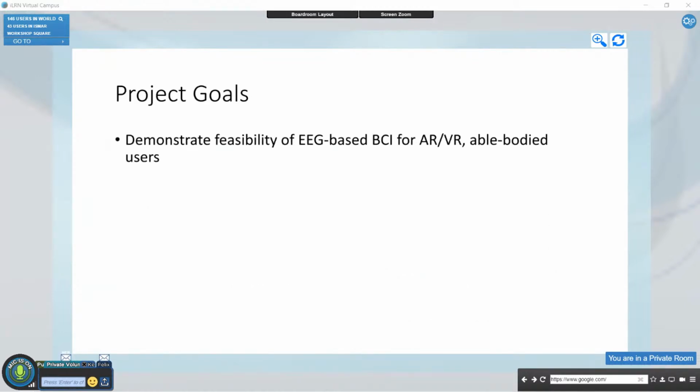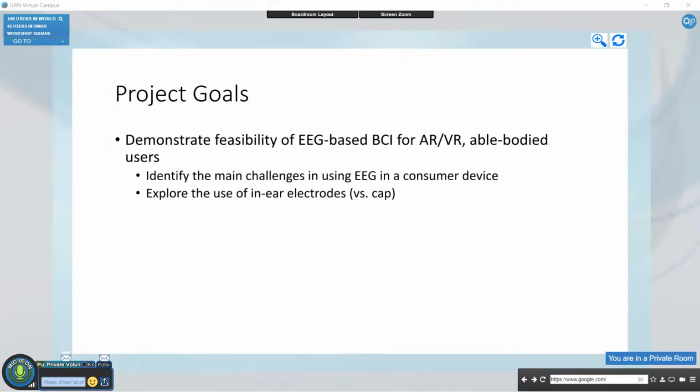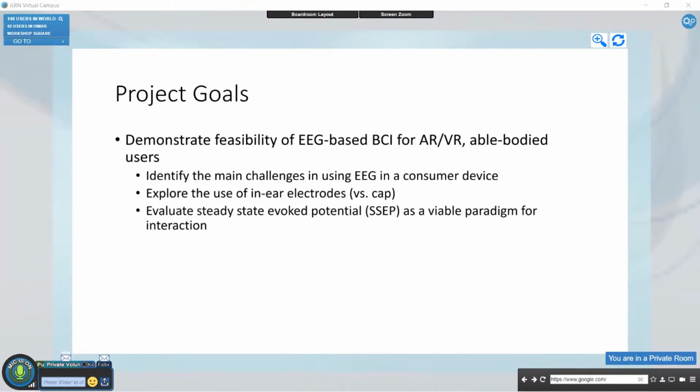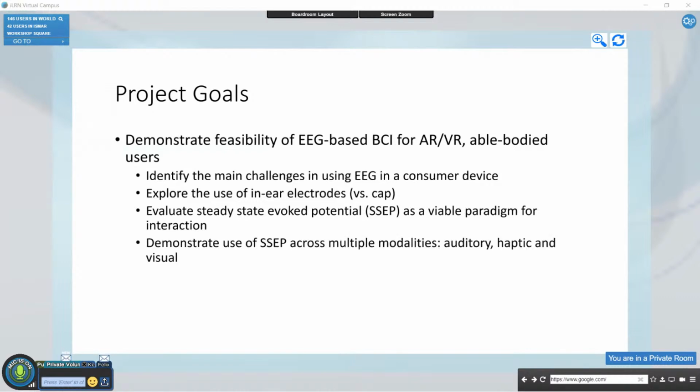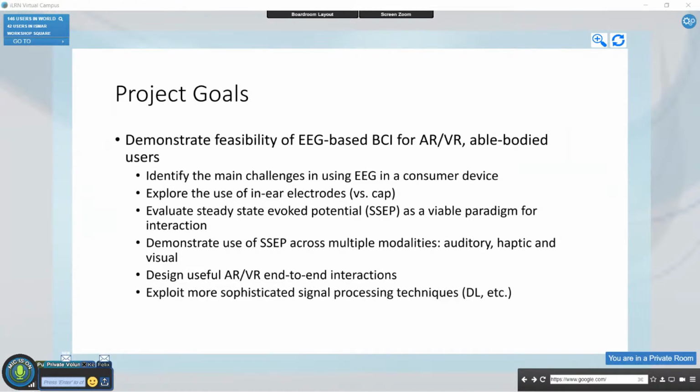The project goals really are to demonstrate the feasibility of EEG BCI for AR and VR, in particular for able-bodied users, and really keep the company abreast of the main challenges in using EEG in the consumer device. We're looking at in-ear electrodes versus the cap, and then also looking at steady-state evoked potential as a viable paradigm for interaction. And again, looking at SSEP across multiple modalities, including auditory, haptic, and visual domains. And we're also interested in end-to-end real-time interactions. And of course, we're open to exploiting deep learning and these kinds of techniques to perform the signal processing.